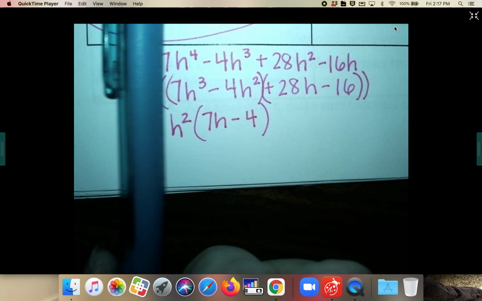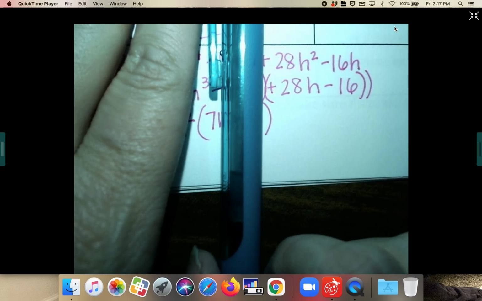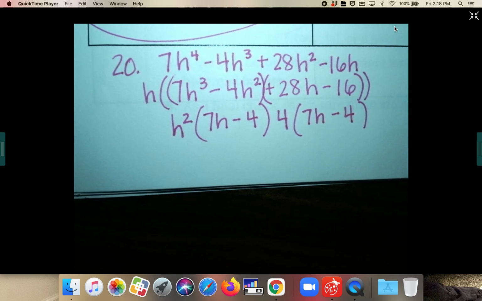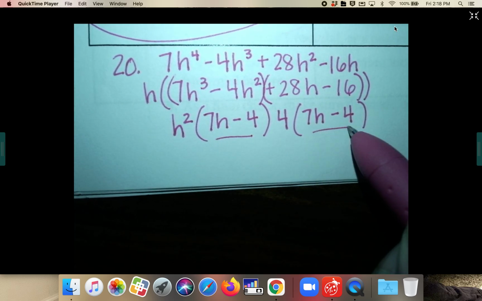All right, what can we pull out of, don't look at this side now, what can we pull out of 28h minus 16? I think the biggest thing is, we can pull out a 4. Let's try 4. So 4, and that would leave 7h minus 4. All right, let's check. This is much better. So I have the same answer here.